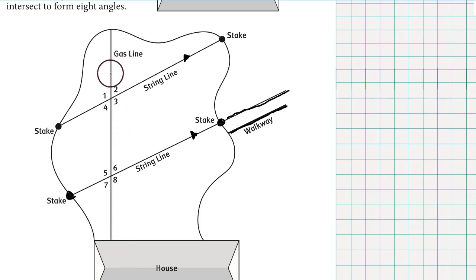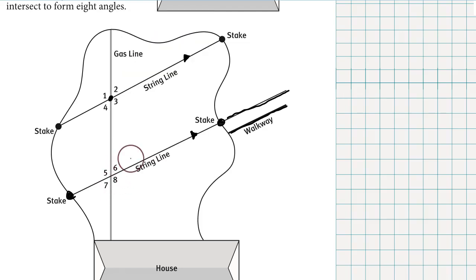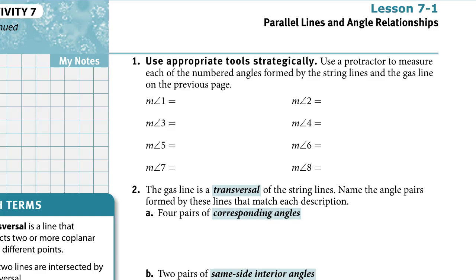Notice how that gray line is crossing both string lines, and at each point of intersection 4 angles are created, and they're numbered 1, 2, 3, 4. And then over here at this string line the 4 angles are numbered 5, 6, 7, and 8. So here is a geometric drawing of this situation. Now we're asked several questions about that drawing.